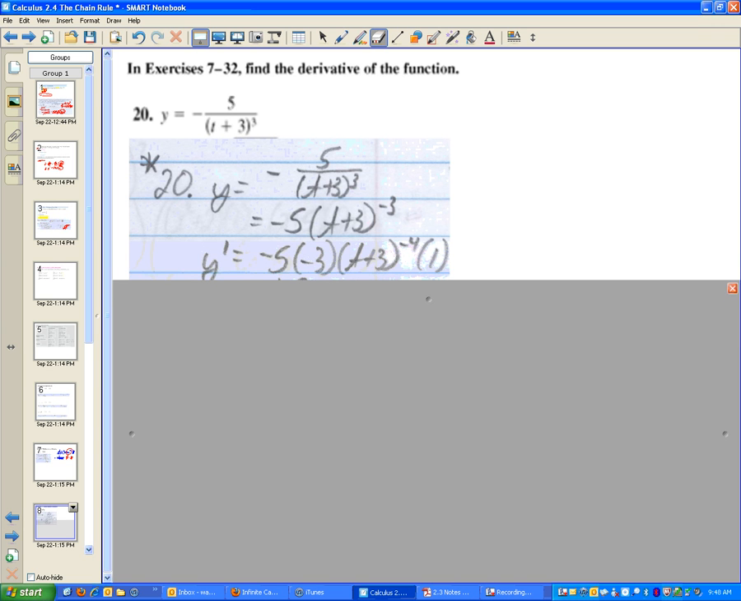So, y prime equals. All right, the general power rule says exponent times coefficient. So negative 5 times negative 3. I actually wrote it as coefficient times exponent, but you get it. Exponent times coefficient. U, our quantity, t plus 3, subtract 1 from the exponent. Negative 3 minus 1 is not negative 2. Negative 3 minus 1 is negative 4, times derivative of u. What's the derivative of t plus 3? 1.